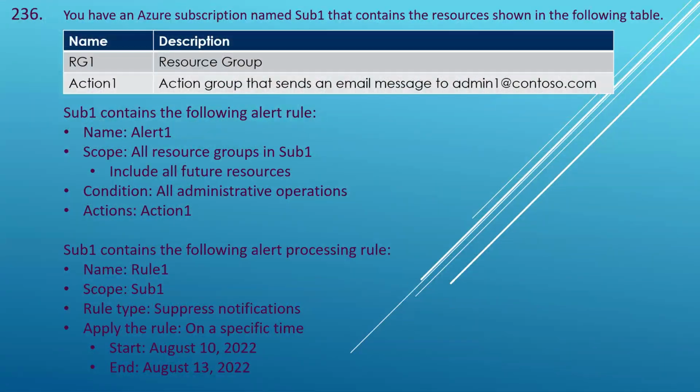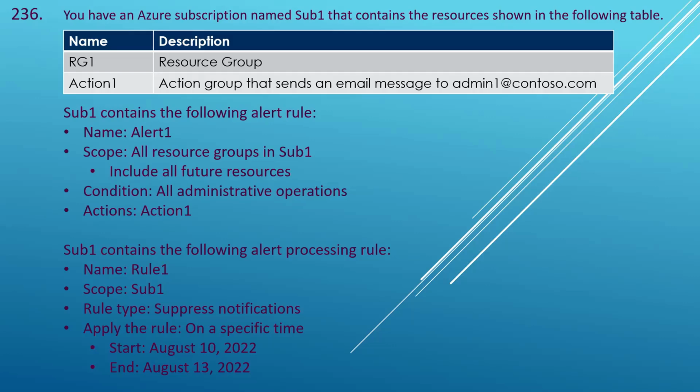Question number 236. You have an Azure subscription named Sub1 that contains the resources shown in the following table. You have two resources with the name of RG1 and Action1. RG1 is a resource group type and Action1 is an action group that sends an email message to admin1@contoso.com. Now Sub1, which is your subscription, contains the following alert rule. Its name is alert1. Its scope is all resource group in Sub1 and it includes all future resources as well. Condition is all administrative operations and action is action1.